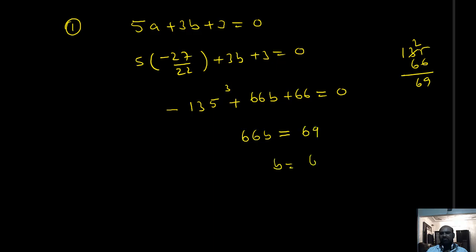So b equal to 69 by 66, 23s are 22s are. Therefore a equal to minus 27 by 22, b equal to 23 by 22 are the required a and b values. Friends, our next question.